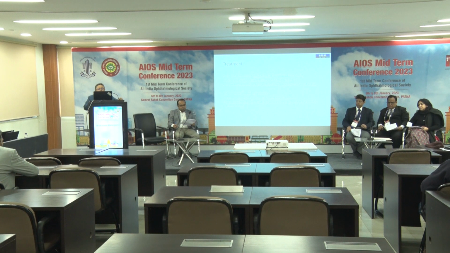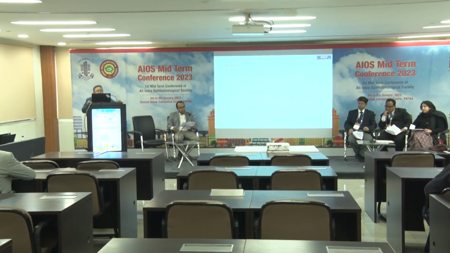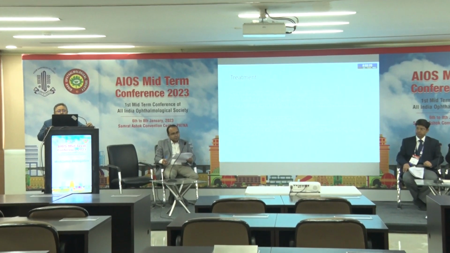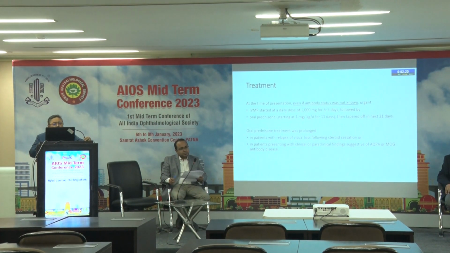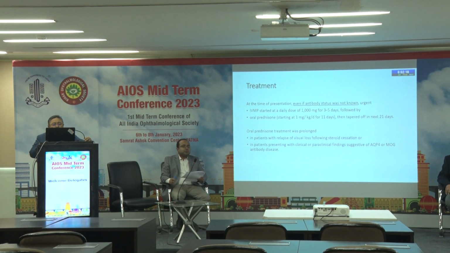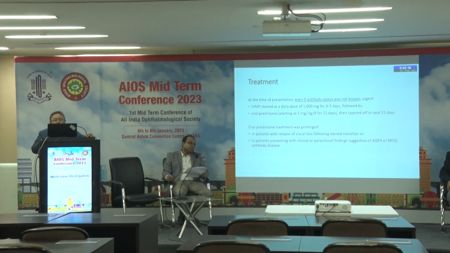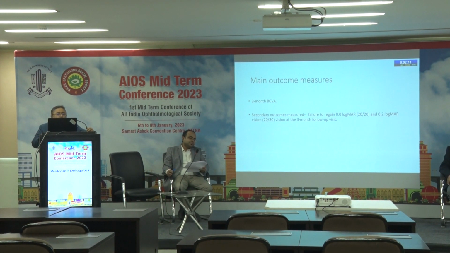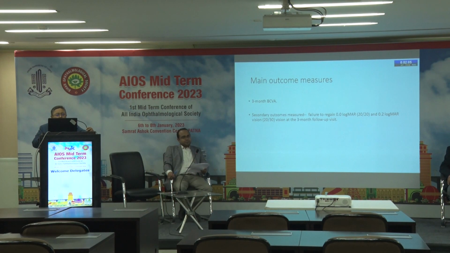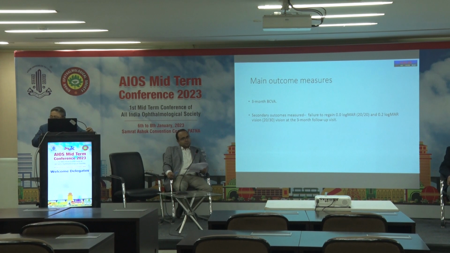At the time of presentation, even if the antibody status is not known, urgent IV-methylprednisolone is given at a daily dose of 1000 milligrams for 3 to 5 days, followed by oral prednisolone starting at 1 milligram per kg body weight per day for 11 days and then tapered off over the next 21 days. The main outcome measures are 3-month best corrected visual acuity and the failure to regain 20/20 vision at 3 months following visual follow-up.